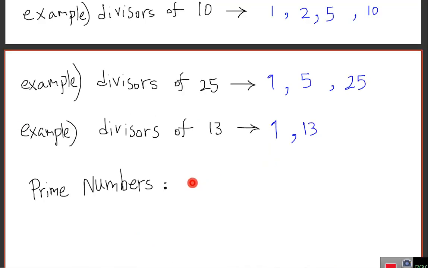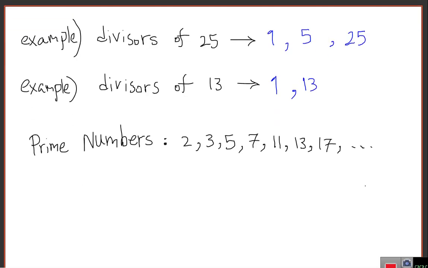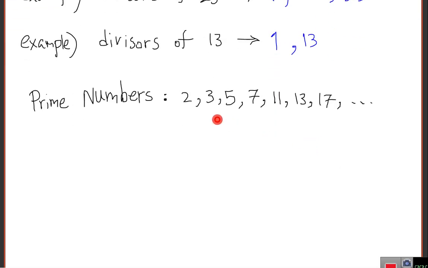These are prime numbers: 2, 3, 5, 7, 11, 13, 17. These are prime numbers. We have an infinite number of prime numbers.